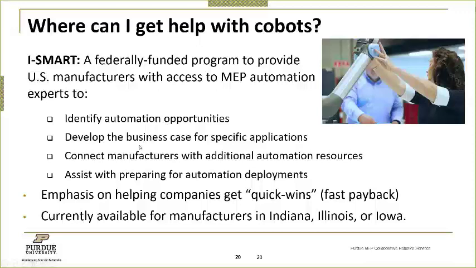All right, so where can you go to get help with Cobots? If you're in Indiana, Illinois, or Iowa, you've got access to a federally funded program called iSmart through the MEP network. Your MEP center has some opportunities for services that can help you with identifying automation opportunities, with developing the business case for specific applications. We come in and do an assessment on your factory floor and give you a report on those economics. We can connect manufacturers with additional automation resources and help get your factory floor ready for that automation deployment. So our emphasis is really helping companies get those quick wins, the fast payback on automation deployment.